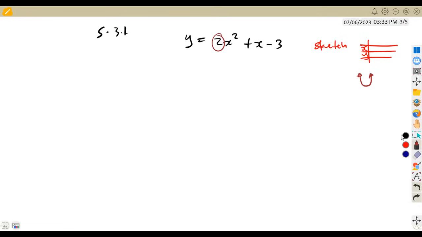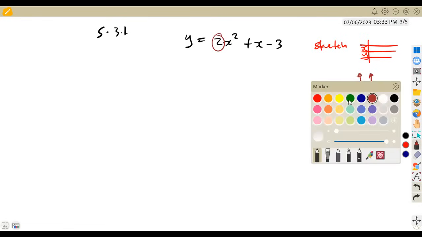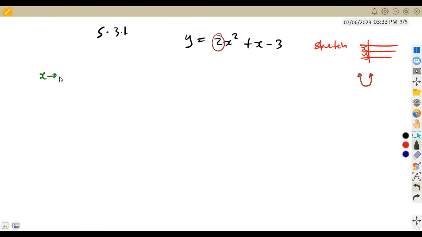Then we need the x-intercepts for a quadratic function. We need the x-intercepts and the y-intercepts. The x-intercepts are at a condition where y is equal to 0. So you know that if y is equal to 0, you're going to have 2x squared plus x minus 3 being equal to 0. That's what you're going to have. So what you need here is to solve for x. How to solve for x is you're going to use your quadratic formula, or you're going to use the factorization method.